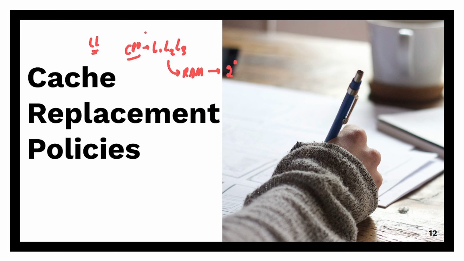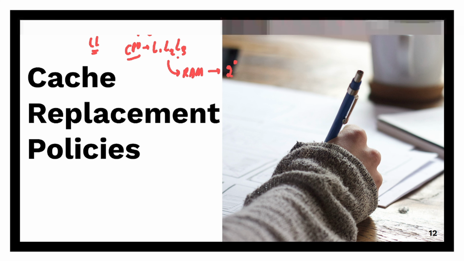If some data needed by the CPU is present in the cache, we call it a cache hit. If it is not present, it is a cache miss. In case of a cache miss, you have to bring the data from RAM or another memory into the cache through the cache lines. So the need for cache replacement policies arises from the finite size of the cache and the goal of maximizing the hit rate.